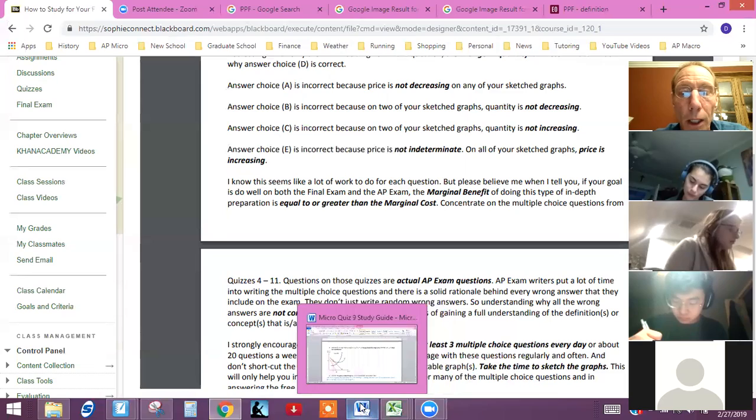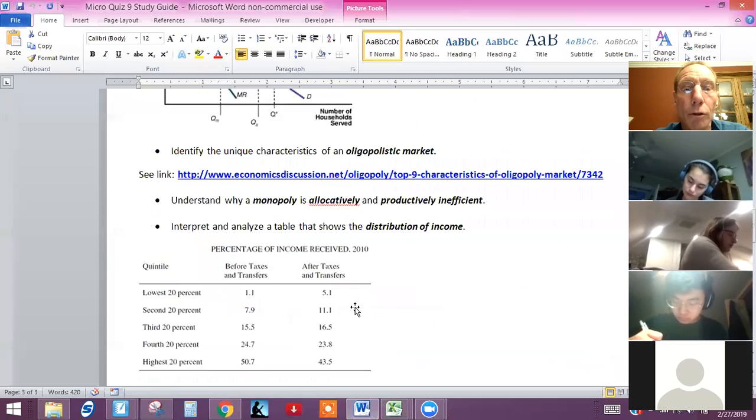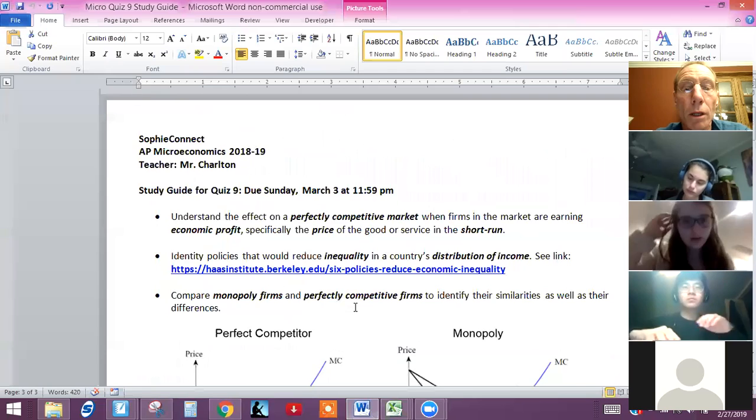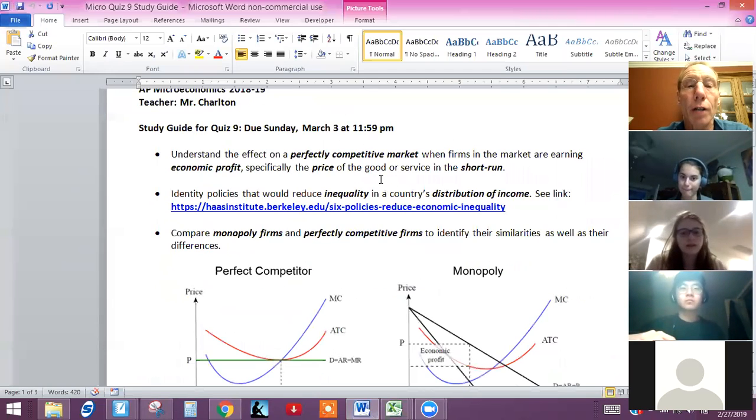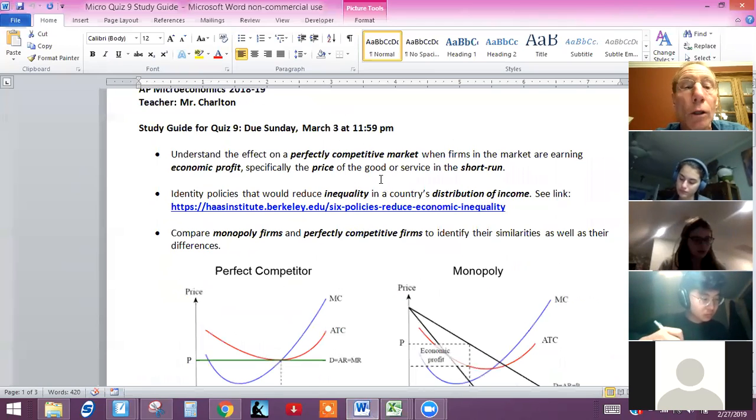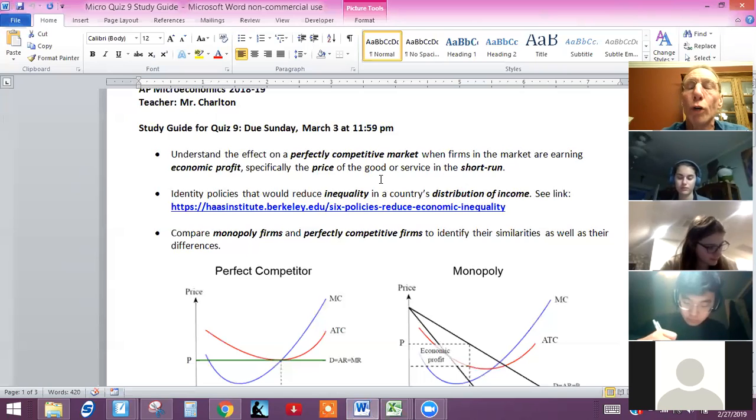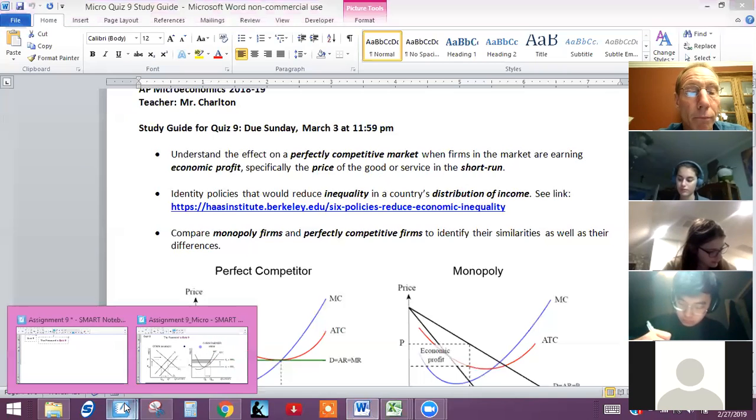So if we look at your study guide, which we have right here, the first thing I've got in here is I want you to understand the effect on a perfectly competitive market when all the firms in the market are earning an economic profit. What happens to the price in the short run? Well, you actually had an assignment problem that looked at this very thing, and I've got it right here.